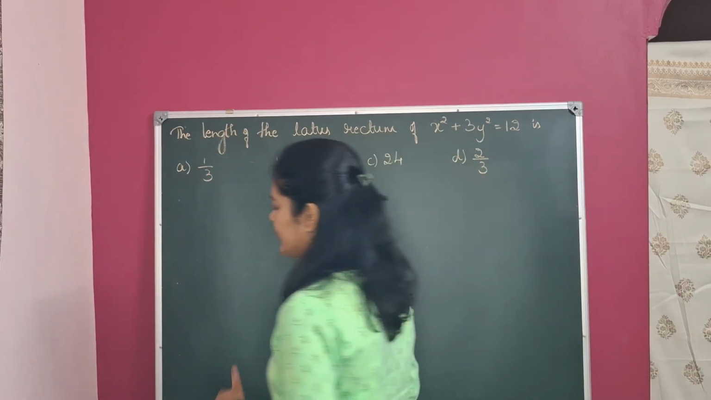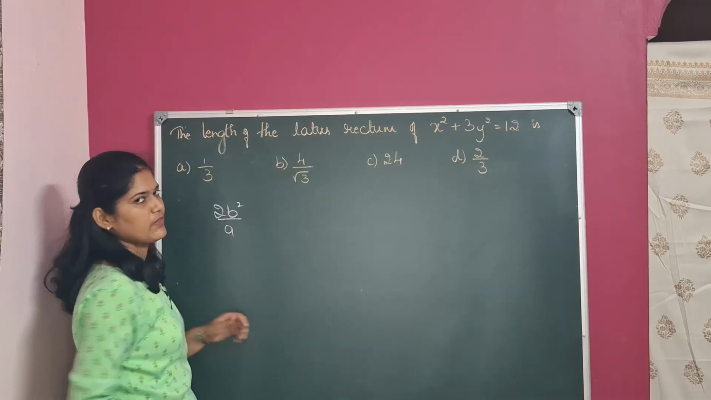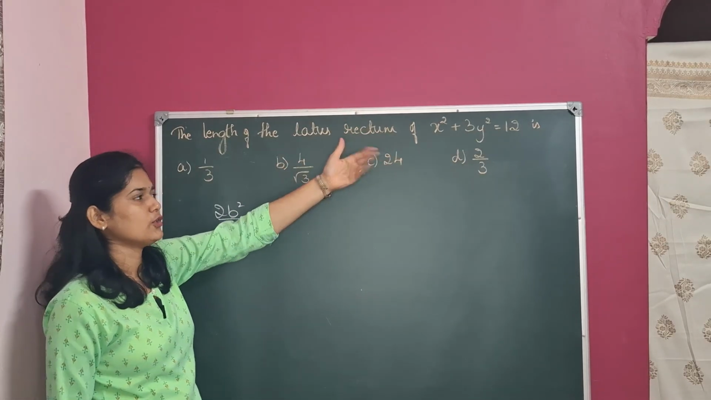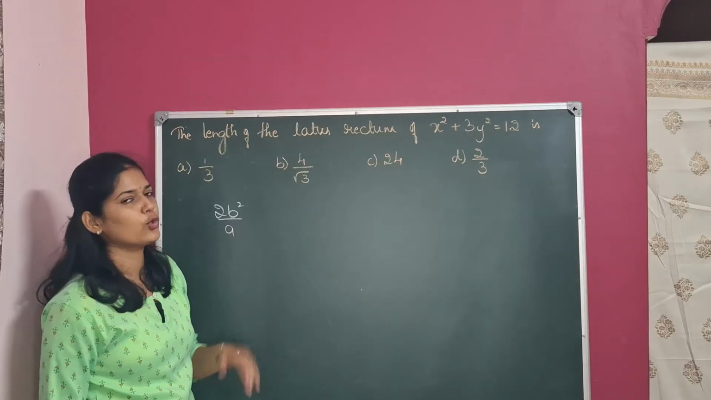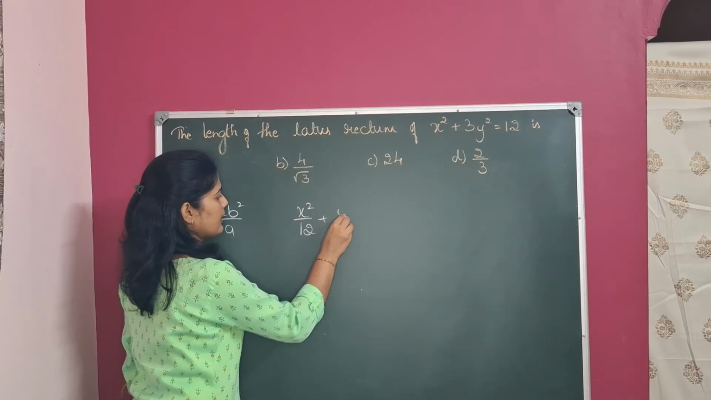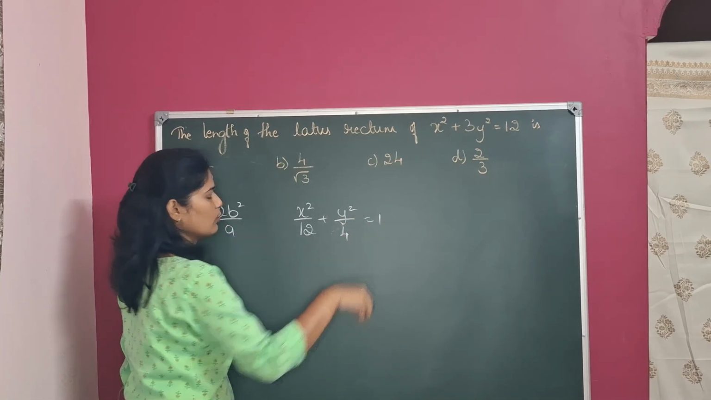Next, the length of latus rectum. We know that the length of latus rectum is given by 2b square by a. So, this is an ellipse. We have to convert it into standard form. To convert it into standard form, divide the whole equation by 12. Then we get x square by 12 plus y square by 4 equal to 1.